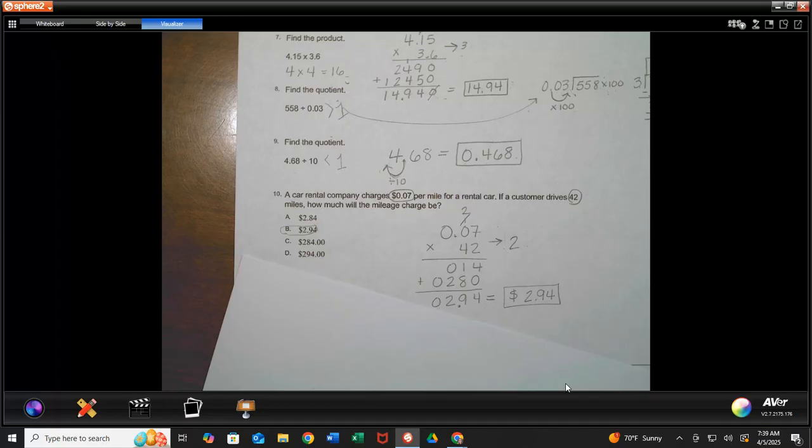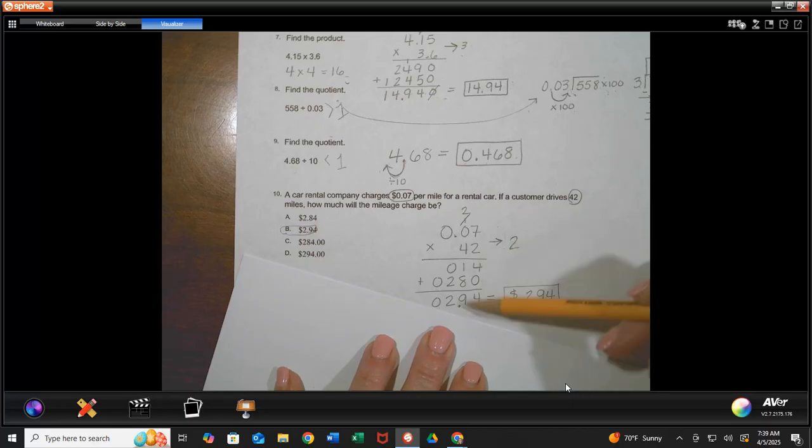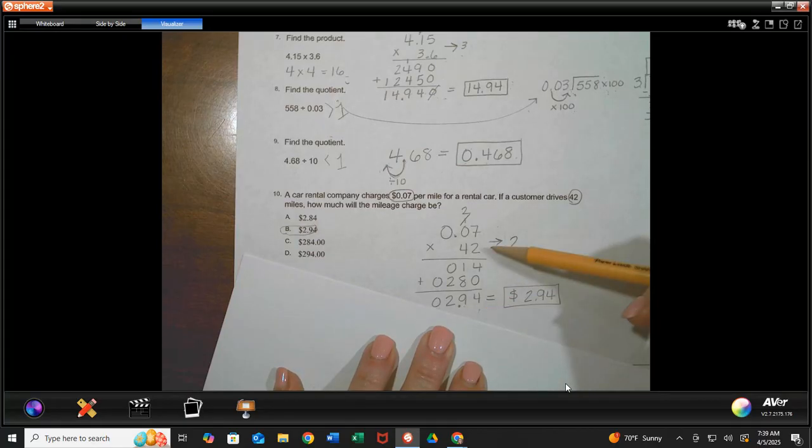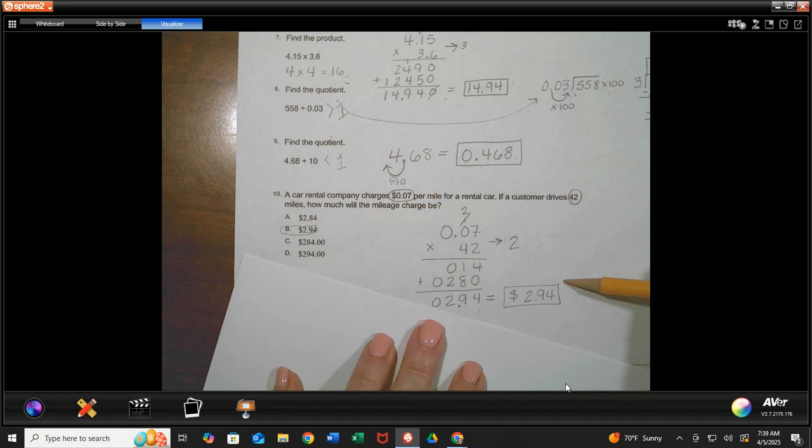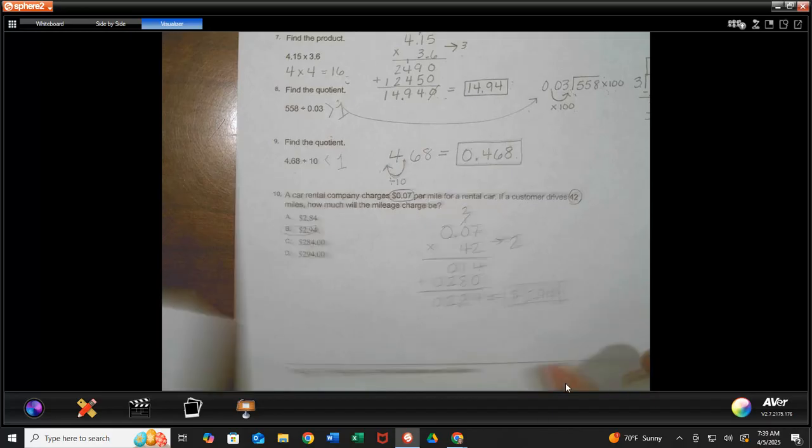Now, this is money, so I need to clean this answer up a little bit. I first put my decimal so that I have 2 decimal digits in my product. I have 2 decimal digits in my one factor. And then I take the 0 out of the tens place. It holds no value. And this is $2.94. So real quick, I get my answer B. Number 11.